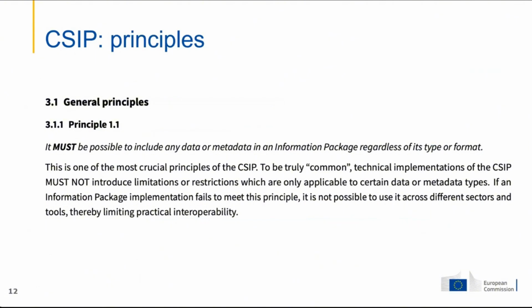Within each standard, and the CSIP included, tend to have general principles. So they set out the general principles for conformance. And so, for example, within the CSIP, the first and probably the most important principle is that the CSIP must be able to include any data or metadata, so regardless of its type or format.